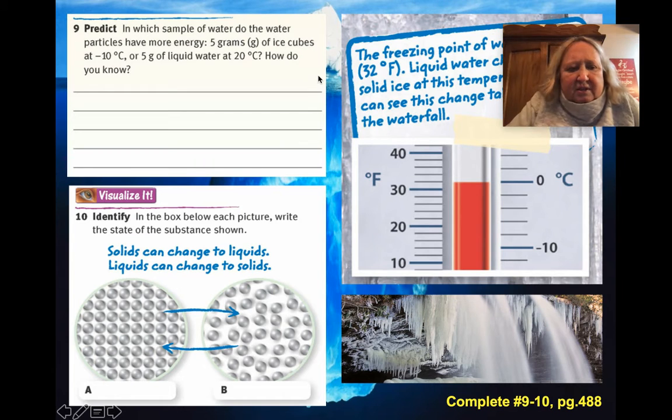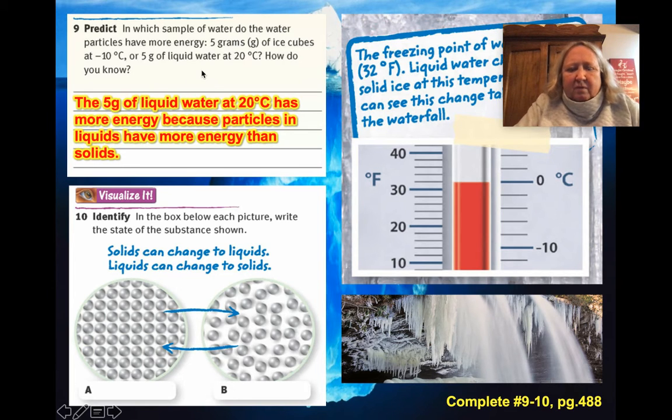All right, so let's look at these questions here. First, with number 9, in which sample of water do the water particles have more energy? 5 grams of ice cubes at negative 10 Celsius or 5 grams of liquid at 20? And how do you know? So where would the particles have more energy? Well, the one that is warmer, more heat. So the water at 20 degrees Celsius has more energy because the particles have more energy than the particles in the solid.